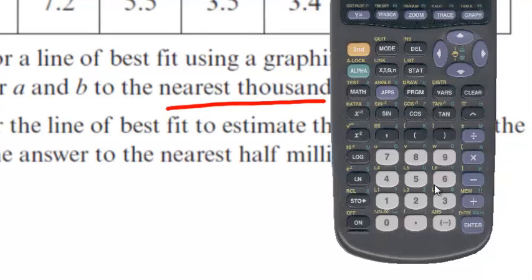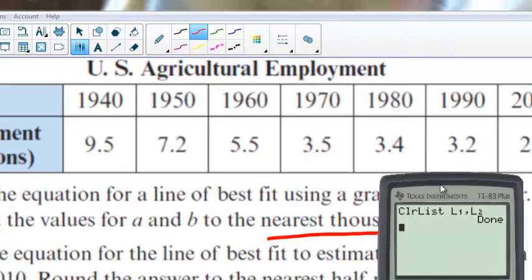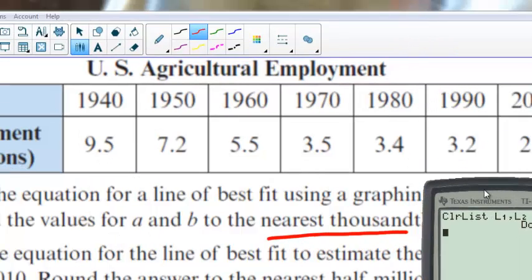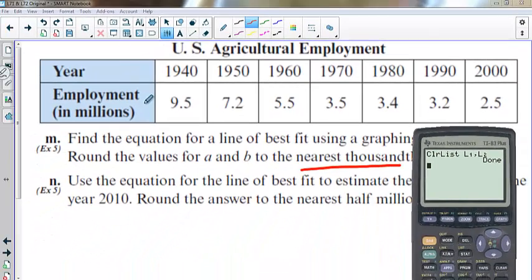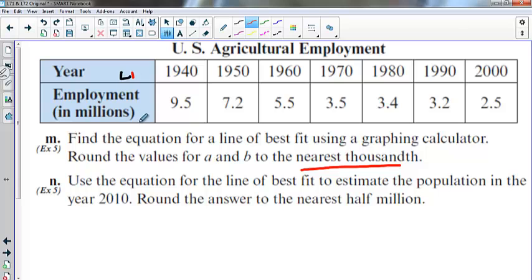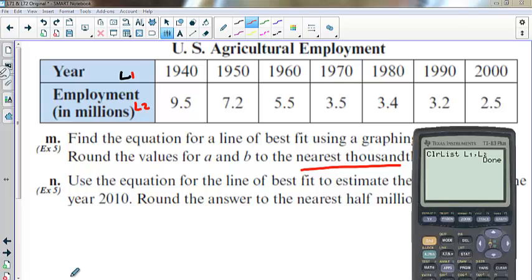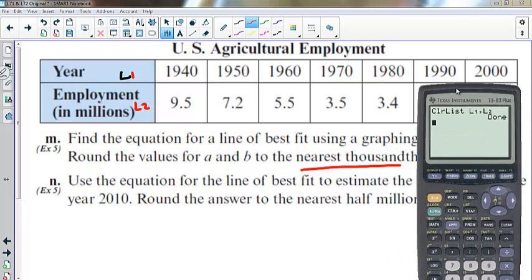Okay? So, if I want to make a scatter plot or find a line of best fit based on this information, where will I put this information right here? The L1. And what about this information then? L2.